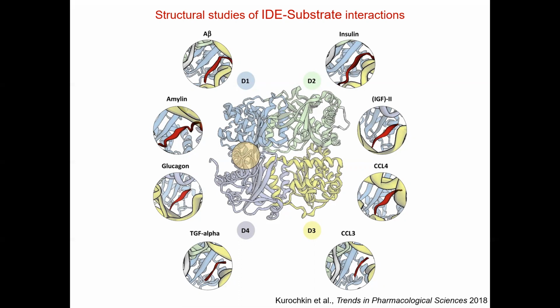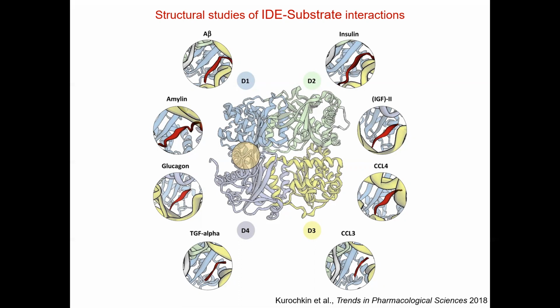IDE is made up of four alpha-beta roll domains. Together, these form the N-terminal domain and the C-terminal domain. The catalytic site is located at the N-terminal domain, and the C-terminal domain is responsible for substrate recognition and dimerization.